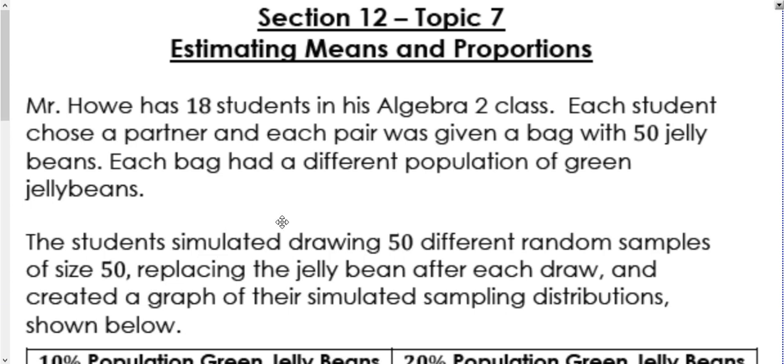All right, so getting into what we're doing this week. Again, there's only two topics this week. The first one is topic 7, estimating means and proportions. So what we got here is Mr. Howe has 18 students in his Algebra 2 class.